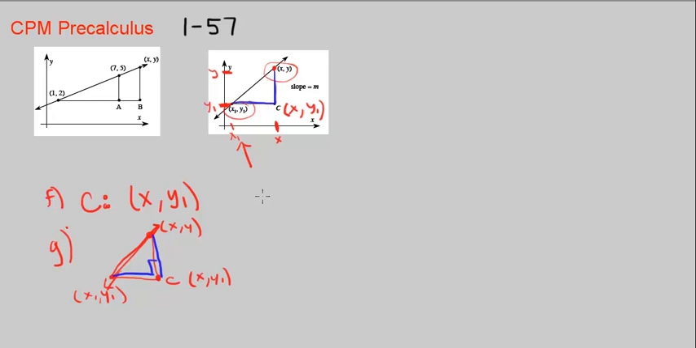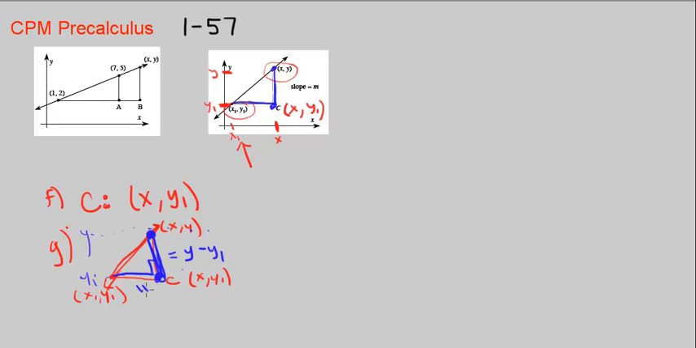So one of our sides, if we look at this side right here, is the same as this one. What's the length of that side? Well, it starts right here at y1 and goes up to y. So that's equal to, well, the height here is y, and the height here is y1. So that's equal to y minus y1, right?